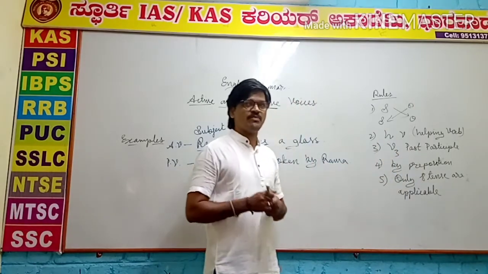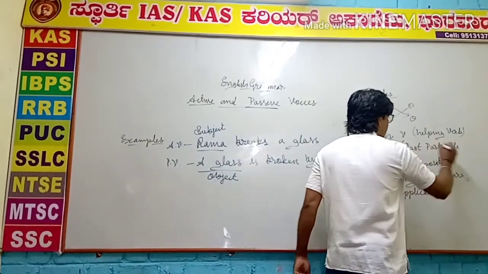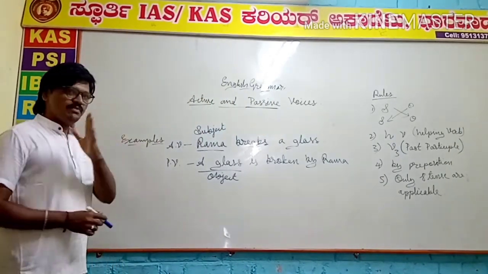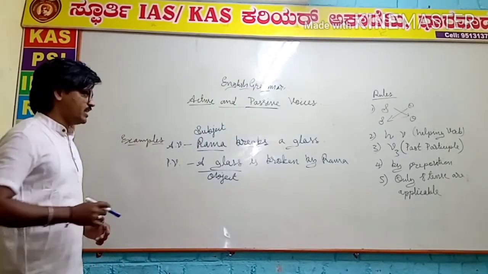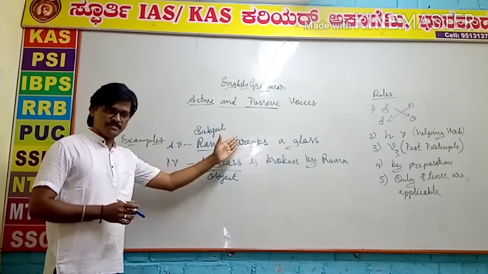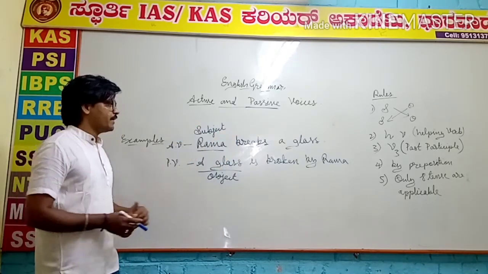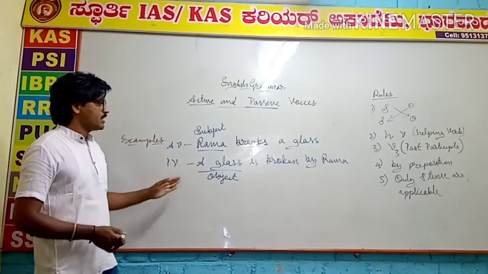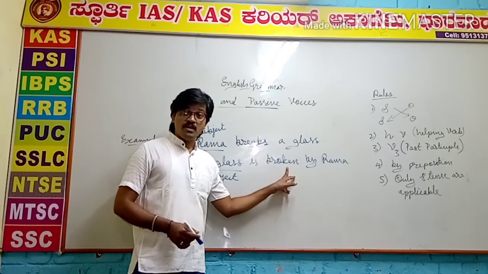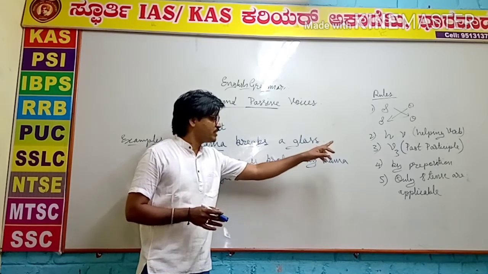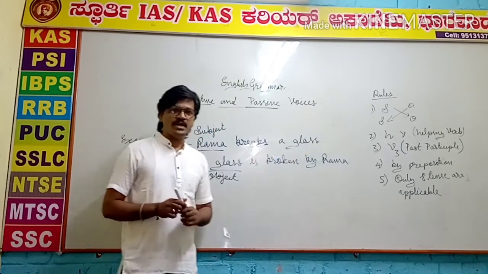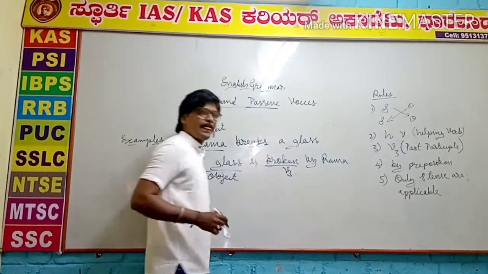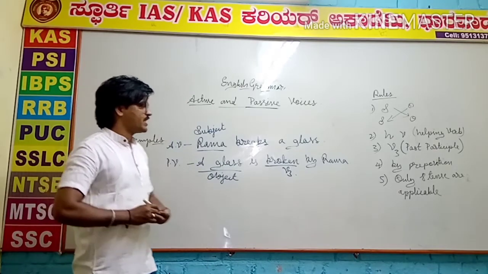Third rule: V3, the past participle form. What is V3 form? Past participle form. There are three forms: verb 1, verb 2, verb 3. You should know that before learning this. Clear now? So in passive voice we have to use verb 3, the V3 form of the main verb. Understood now? This is the third rule.